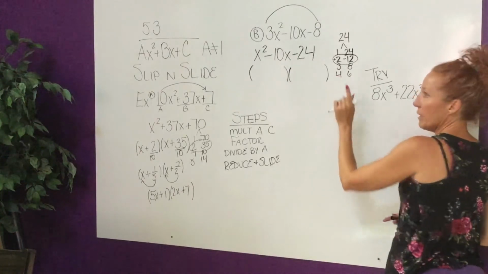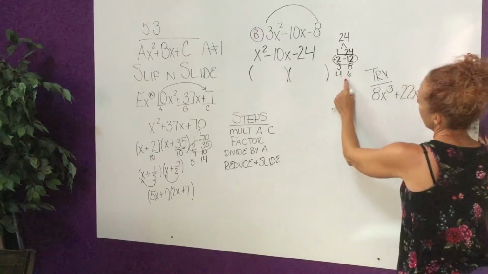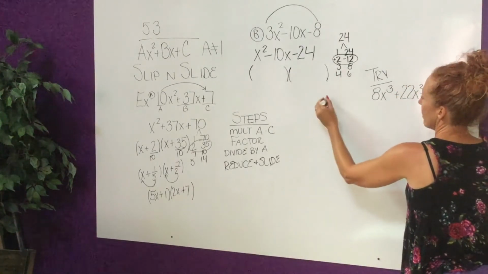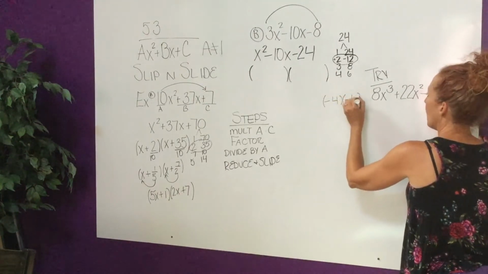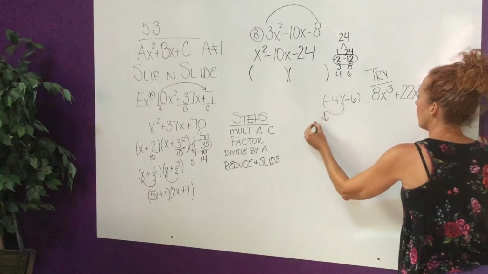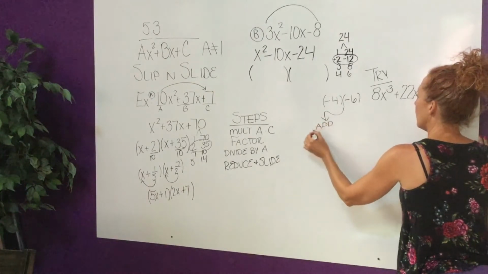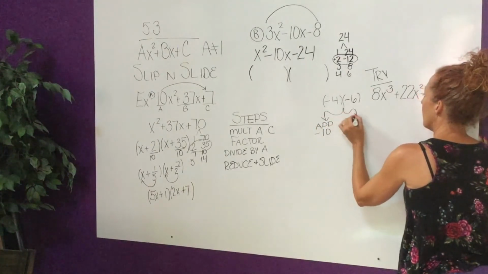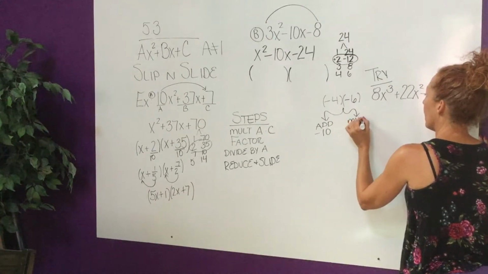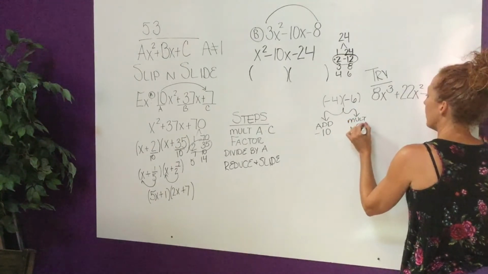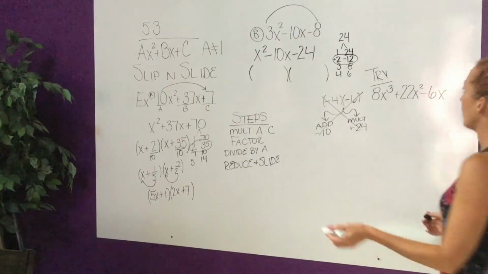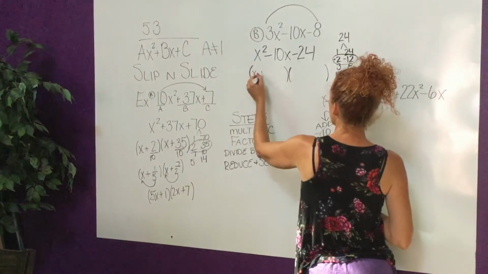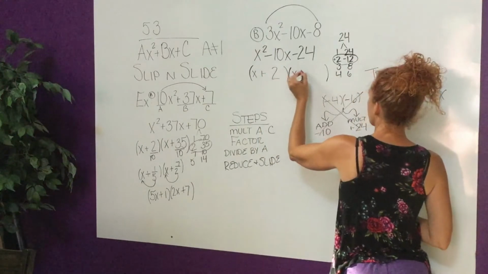You cannot, let me rephrase that. You can't choose 4 and 6 because if you chose -4 and -6, it would certainly add to a -10, but it would multiply to a positive 24. So that's not going to work. So we're going to write down x plus 2, x minus 12.